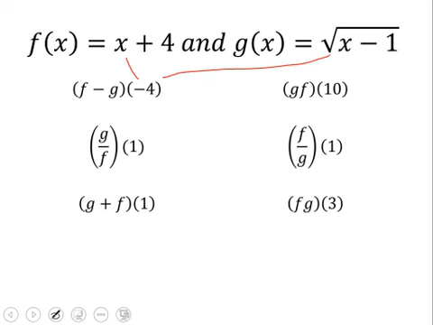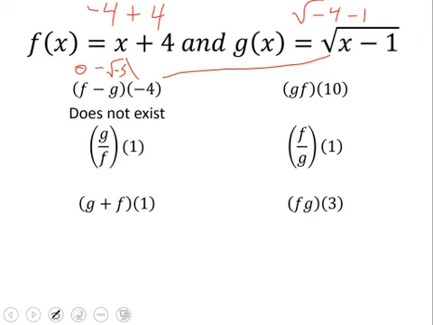So with this first one, if we take that negative 4 and plug it into the first one, it'd be negative 4 plus 4. And the second one would be the square root of negative 4 minus 1. And we'd simplify each one. The first one would end up being 0 minus the square root of negative 5. And since we can't take the square root of a negative, it ends up being an imaginary number. We only really want real numbers. We would say that it does not exist.